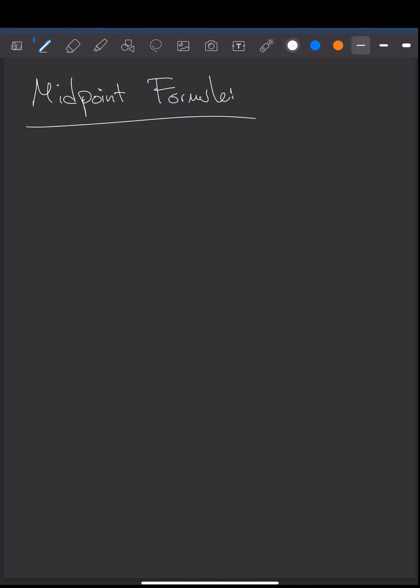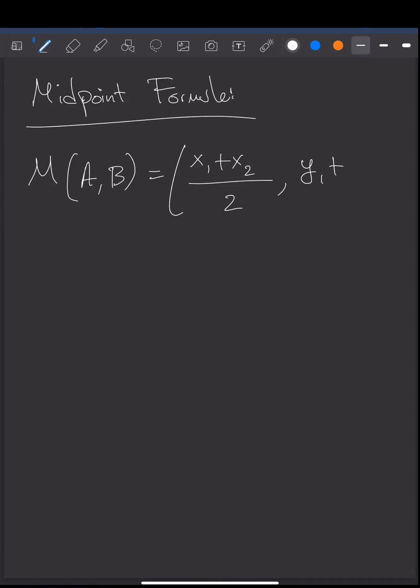Alrighty, it's M for midpoint. Midpoint of A and B equals (x1 plus x2 over 2, comma, y1 plus y2 over 2). This is the second equation you're going to be using to find the midpoint between these two.